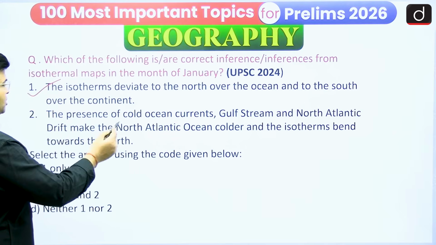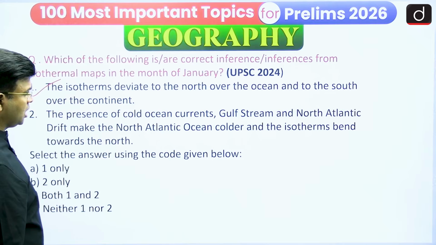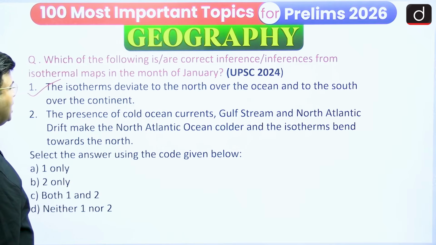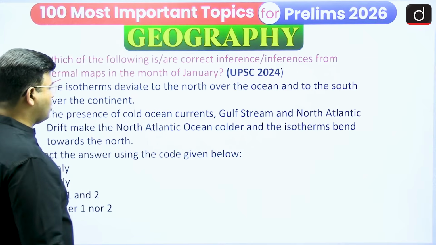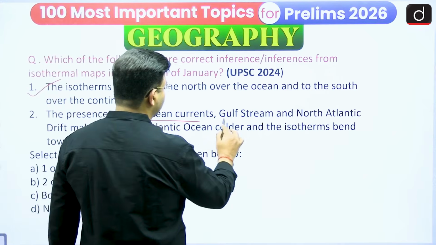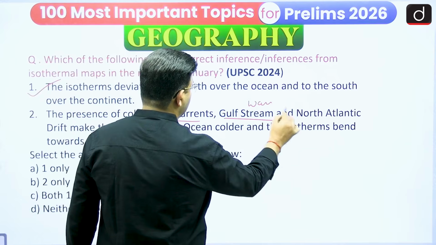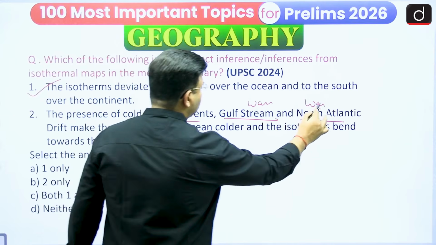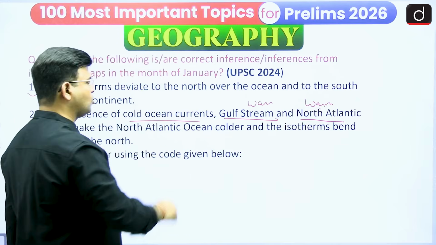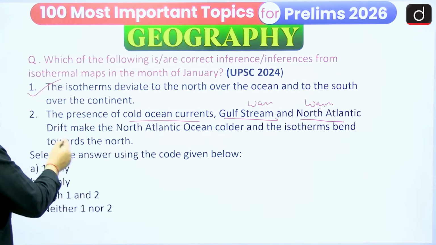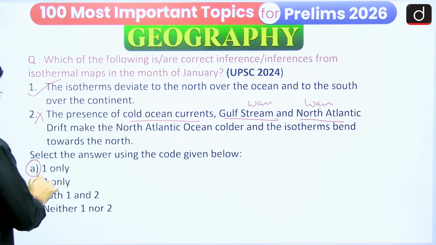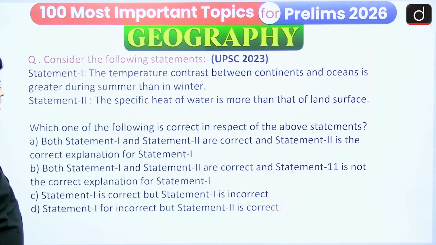And the presence of cold ocean current, Gulf Stream, North Atlantic drift makes the North Atlantic Ocean colder and isotherms bend towards the north. Already, the Gulf Stream is a warm ocean current and the North Atlantic drift is a warm ocean current. So it is already not a cold ocean current. This statement is wrong. And we can say that statement 1 only is correct.